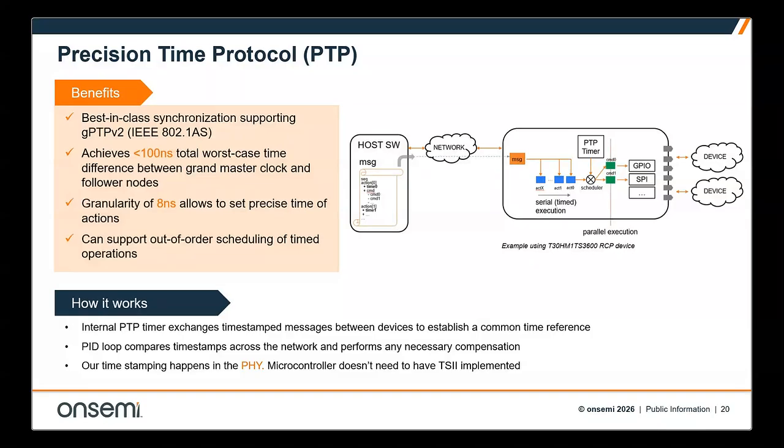This matters for synchronized lighting sequences, for example, coordinated sensor sampling, and any function requiring tight temporal alignment across any zonal boundaries. PTP is built into both the MAC-PHY and the new RCP devices, which were shown in the previous slide.